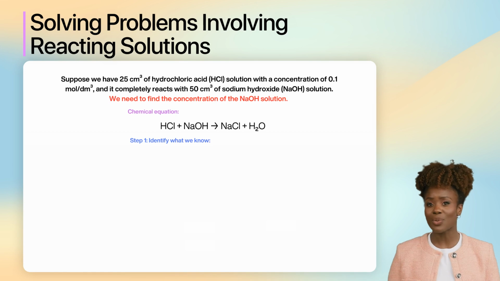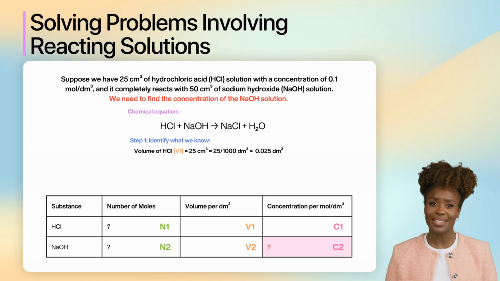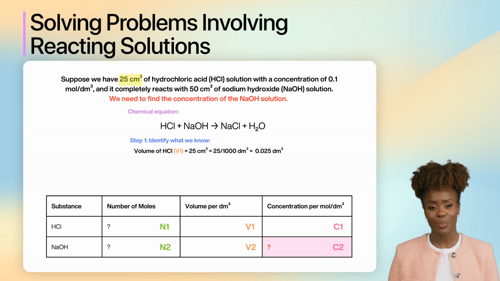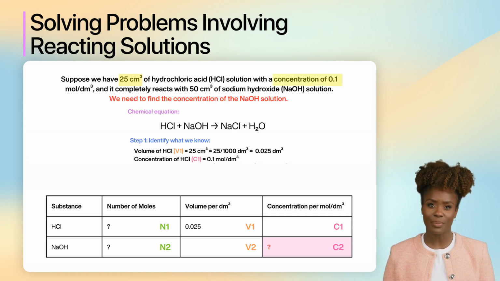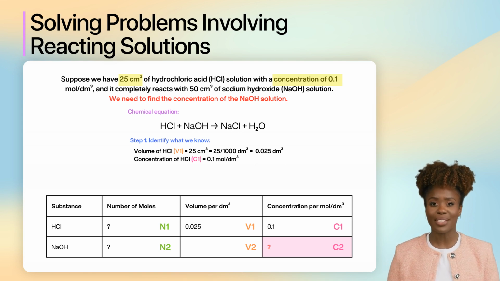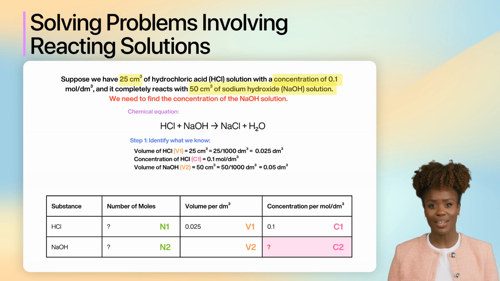To calculate the unknown concentration, we must first start with identifying what we know. Volume of HCl, V1 in the table here, is equal to 25 cm³, which is 25/1,000 dm³. This is 0.025 dm³. The concentration of hydrochloric acid, C1 in the table, is 0.1 moles per dm³. And the volume of sodium hydroxide, V2 in the table, is 50 cm³, which is the same as saying 50/1,000 dm³, or 0.05 dm³.